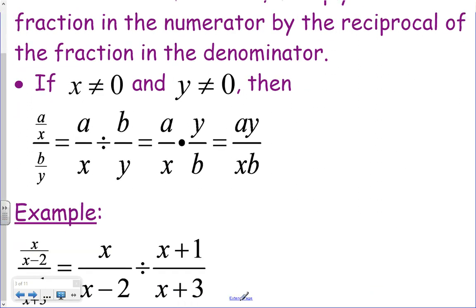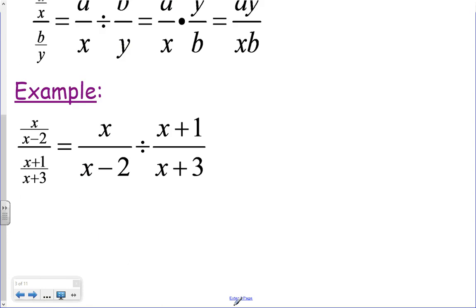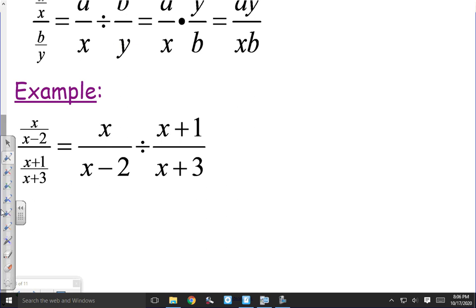All right, so let's take a look at an example here. If we have x over x minus 2 and we want to divide that by x plus 1 over x plus 3, or that's another way of saying that we're going to take x over x minus 2 divided by, using the division symbol, x plus 1 over x plus 3. Again, I don't like that second form, but you'll see some problems written that way, so I want to write it that way for you.